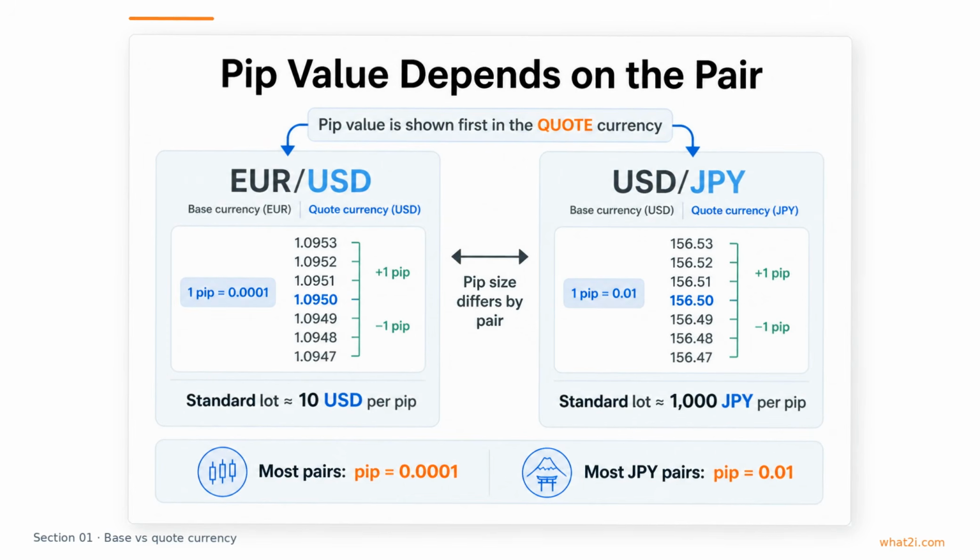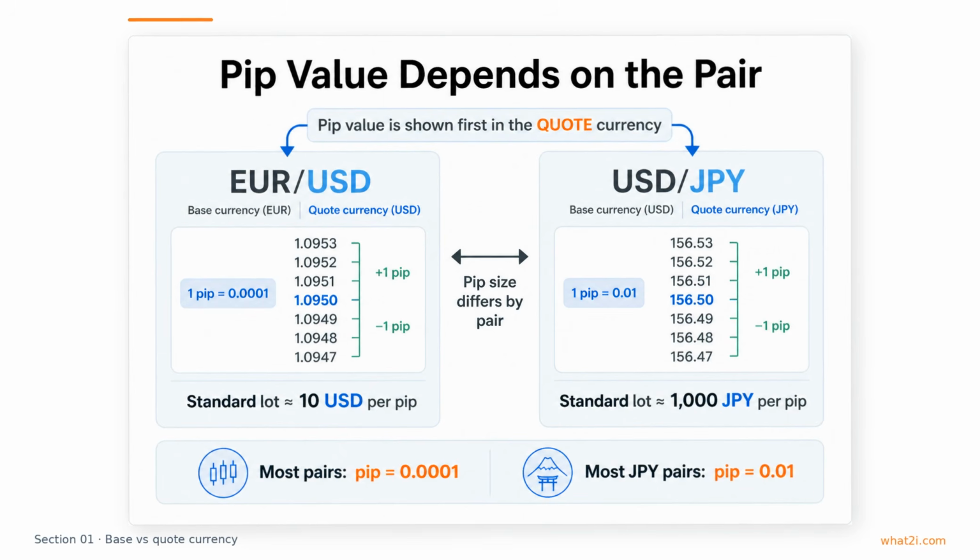For most currency pairs, 1 pip is 0.0001, while for most yen pairs, 1 pip is 0.01. The pip value is first expressed in the quote currency, just like profit and loss. So for a standard lot of EUR/USD, 1 pip is about 10 US dollars. For a standard lot of USD/JPY, 1 pip is about 1,000 Japanese yen. The exact account impact may still need conversion, but the first step always starts with the quote currency.